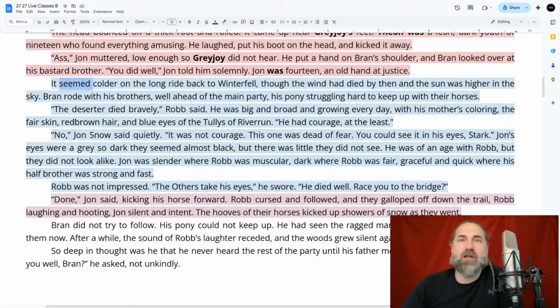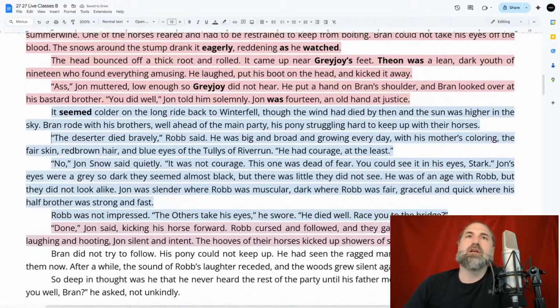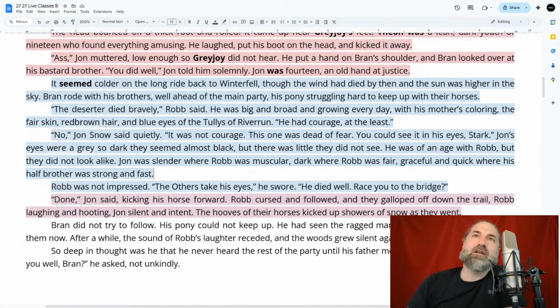Oh, it seemed colder. Don't use the word seemed. All right. It seemed colder on the long ride back to Winterfell, though the wind had died by then and the sun was higher in the sky. Bran rode with his brothers, well ahead of the main party, his pony struggling hard to keep up with their horses. The deserter died bravely, Robb said.